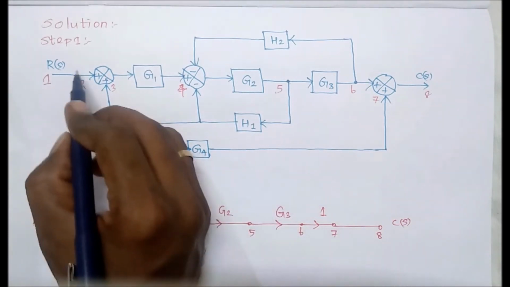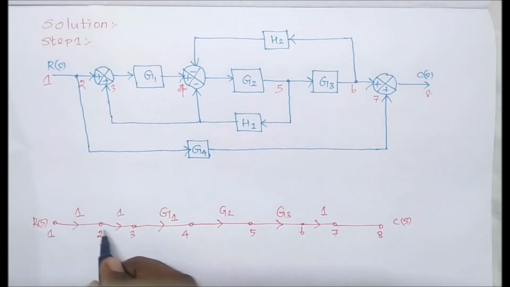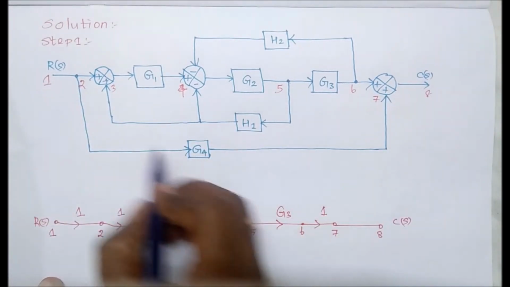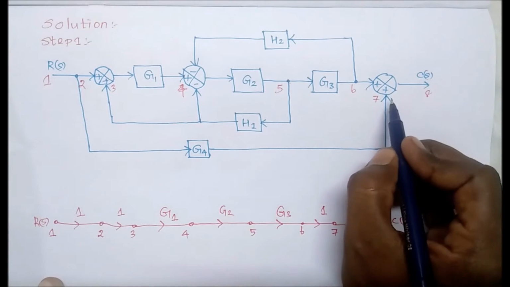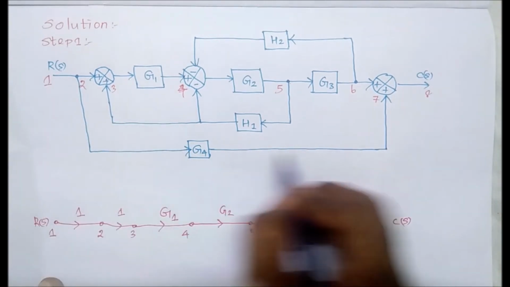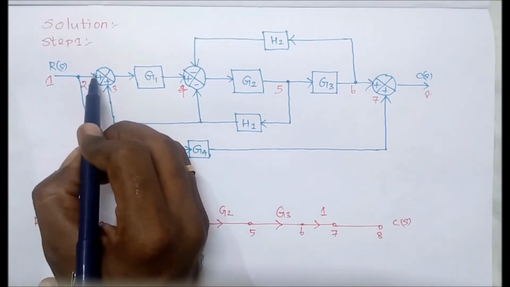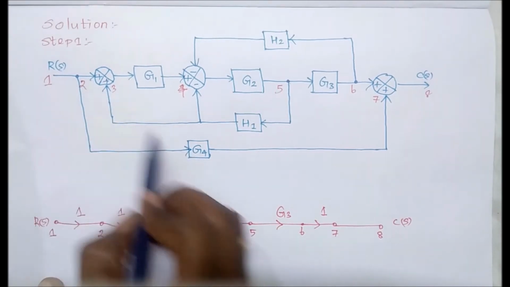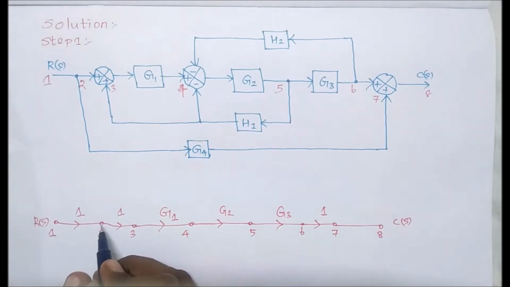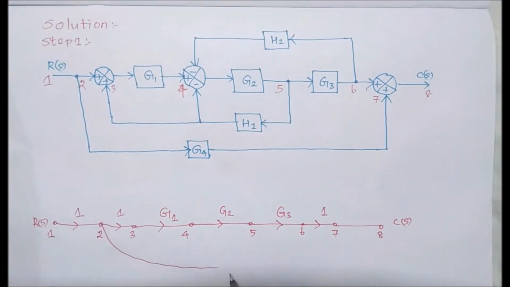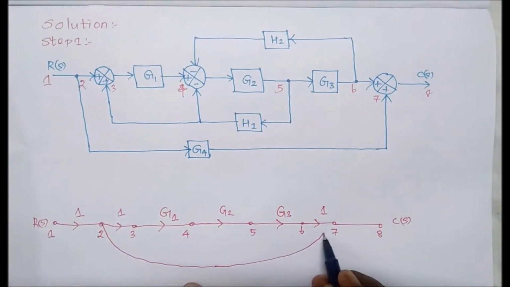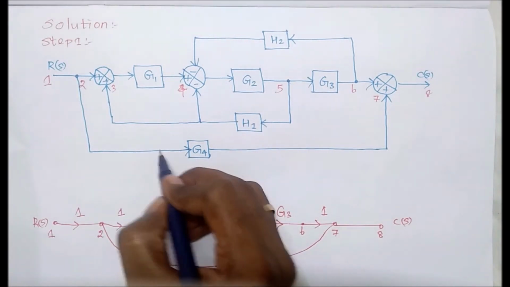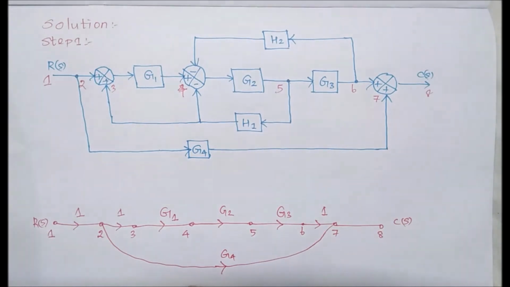So now we can take this one. From 2 to 7, it is connecting 2 to 7. So it is a parallel branch. It is not a loop, because the directions are the same way, but these two are parallel. Therefore, it is a parallel path from 2 to 7. Its gain value is G4, and its direction is from left to right.